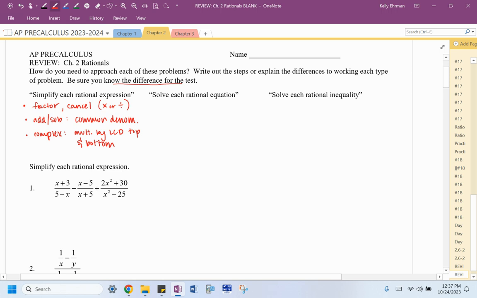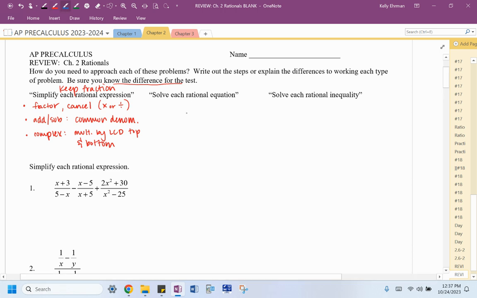One thing to make sure of: the most common mistake with simplify each rational expression is that people start solving equations. These are not equal to anything. So you should still have a fraction in your answer. It should still be a rational expression. You can't clear out denominators. The only time it wouldn't be a rational expression is if the denominator canceled out somehow. So that brings me to solving rational equations.